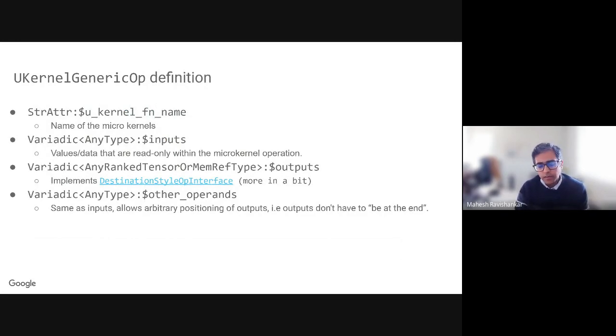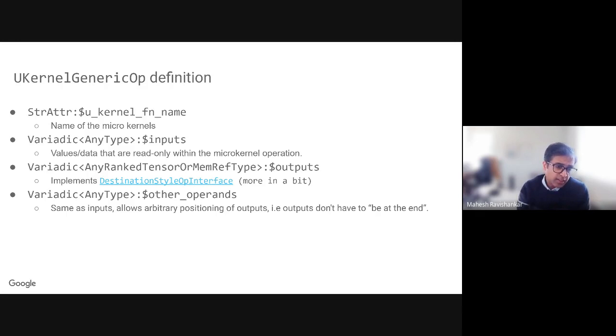So the op has a few fields and operands. This is just taken from the TableGen definition of the op, and I'm going to go through each one of these. What are the different operands for this op? It has a string attribute to represent the name of the microkernel that needs to be invoked. It has a variadic list of inputs. These inputs could be of any type. So they could be scalars or they could be tensors, but they are really read-only operands to the microkernel operation.